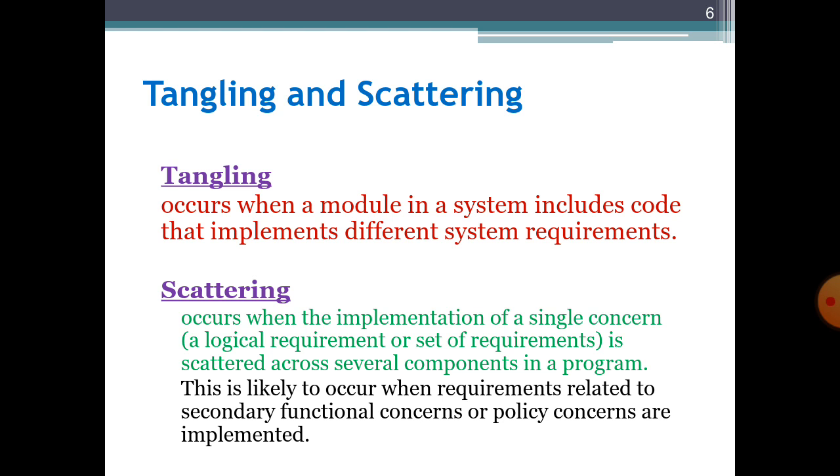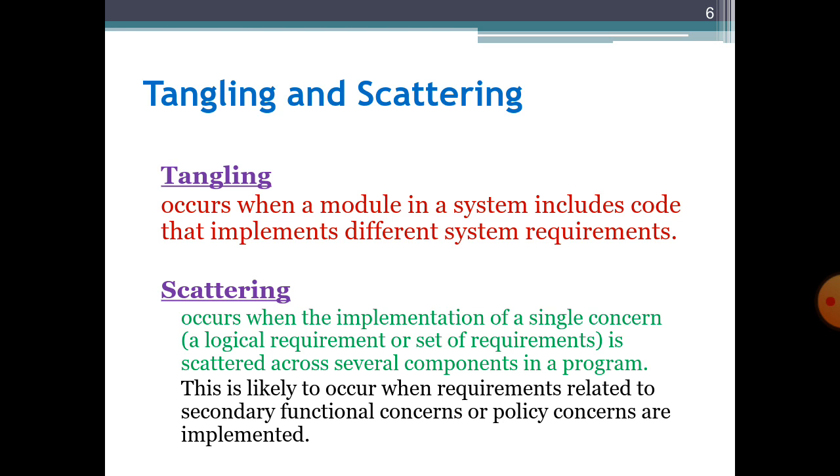First I would like to give you a definition of tangling and scattering, so you can get a better idea about it. Tangling normally occurs when we have a module in a system which must include code that implements different system requirements. Scattering normally occurs when the implementation for a single concern, which is a logical set of functional requirements, needs to be scattered across several components in a program.